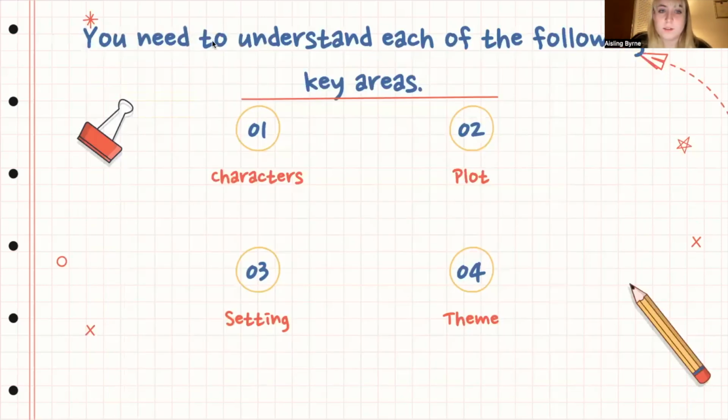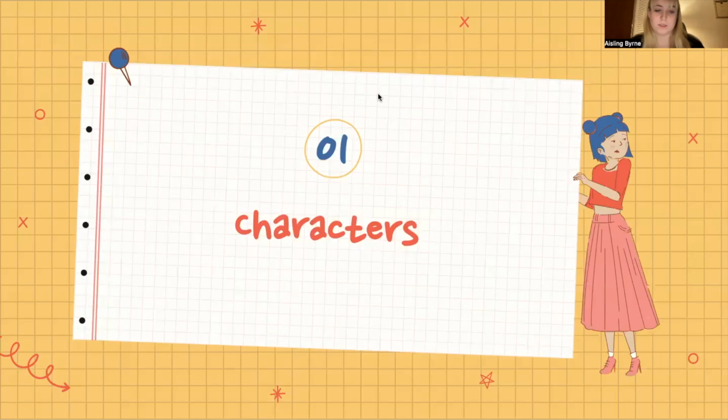So you need to understand each of the following key areas for fiction. We've got characters, we've got plot, we've got setting, and we've got theme. So there are 4 key elements when it comes to fiction. We're going to start with characters.